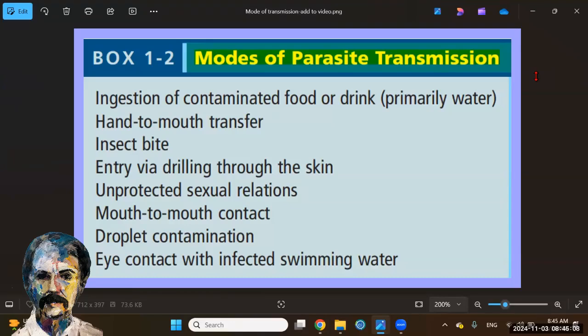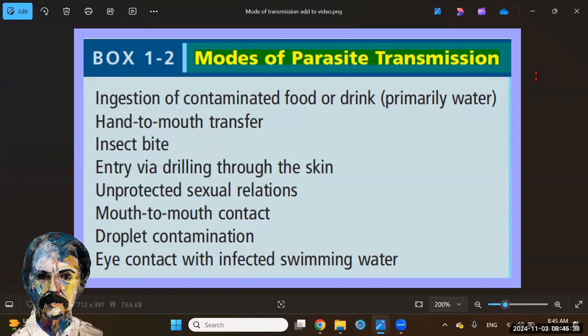Today we continue chapter 1, which is Introduction to Parasitology. The last thing we talked about last time was the general life cycle of the parasite, and that life cycle was the simple life cycle. Some parasites have complex life cycles. Today we continue with modes of parasite transmission: how parasites invade us, or how we get parasitic infections.